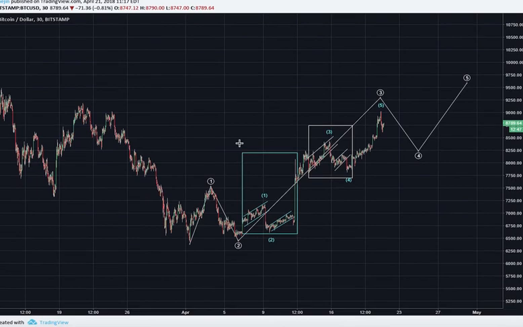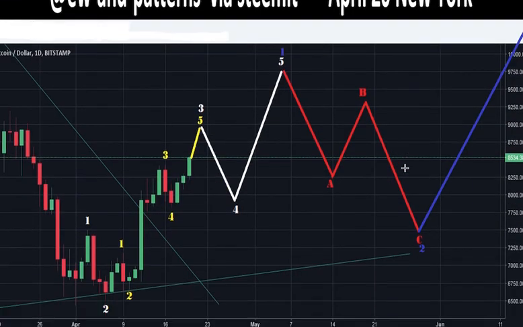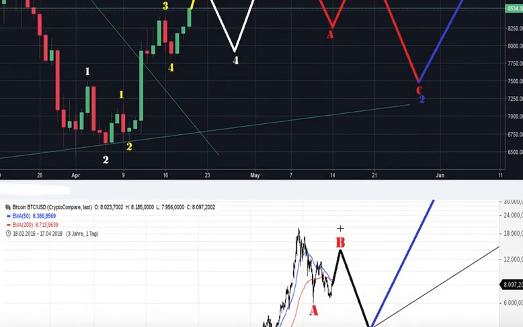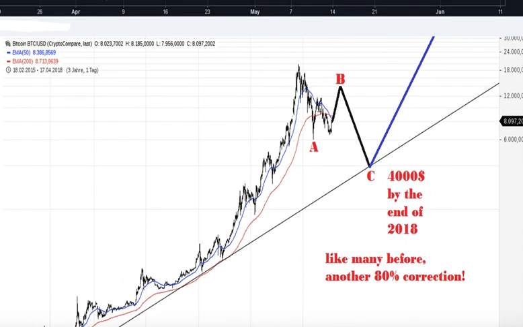Then we have Heijin Lee, seeing us retracing down to the 8250 zone, and then moving up to complete wave 5 at about 9600. EW in pattern, seeing us completing a fifth wave at around 9750, and then having a deep retracement down to the 7500 area before we move back up. This is his longer term count, where we could see 5,000 and 10,000 and then go back down to 4,000. It's a much bigger ABC.